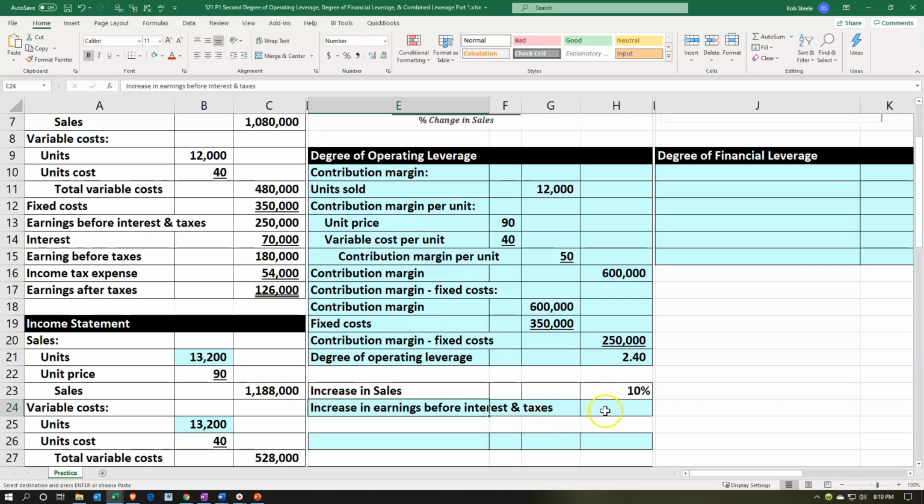So if there's a 10% increase in the top line in sales, if we use this number, the degree of operating leverage, we can then say that the 2.4 times the 10%, and I make this a decimal by going to the Home tab, Numbers group, and percentifying it, means there's going to be a 24% increase in earnings before interest and taxes.